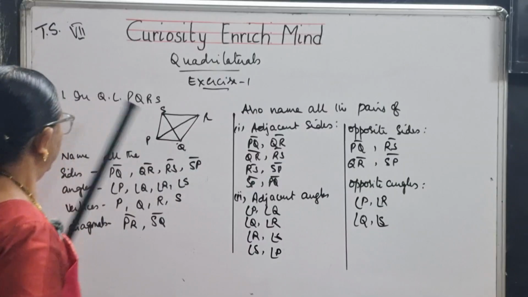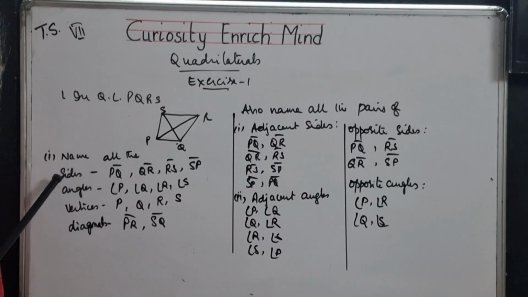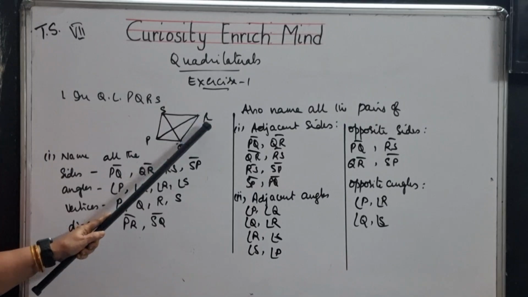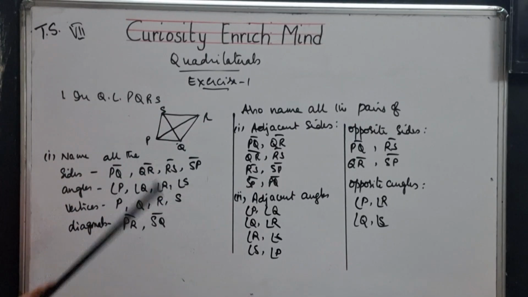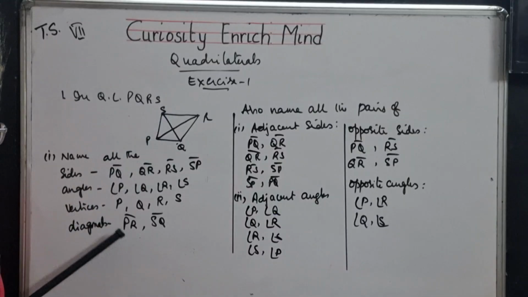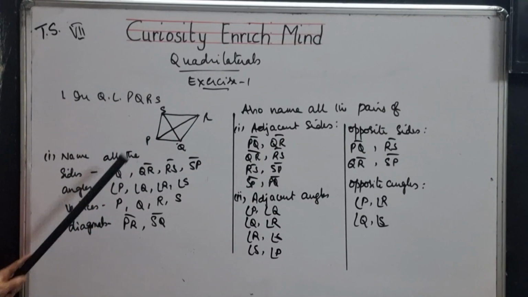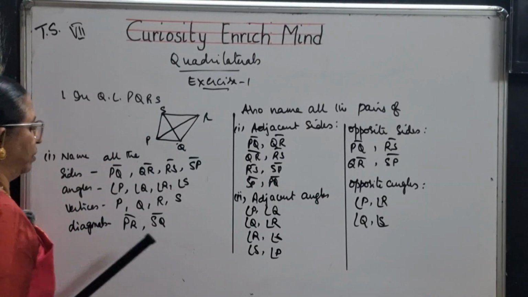Once again, they have given a quadrilateral PQRS. In this, you have to name all the sides: PQ, QR, RS, SP. They are the sides. Angles: angle P, angle Q, angle R, angle S. Vertices: P, Q, R, S. Diagonals: PR is one diagonal, QS is another diagonal, or SQ.